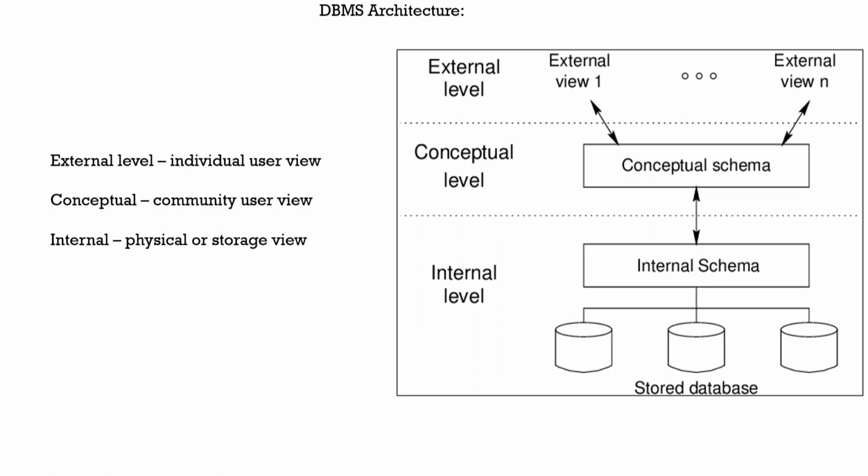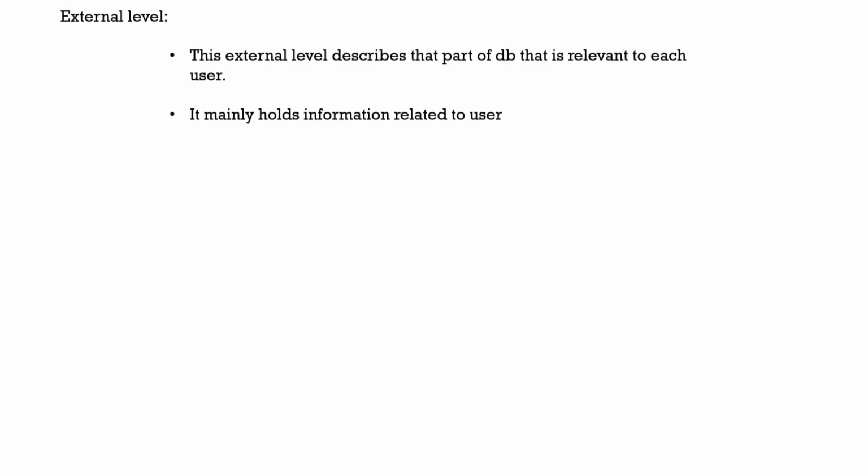The external level is the individual user view, the conceptual level is the community user view, and the internal level is the physical and storage view. You can see this in the architecture diagram. Let's learn in detail. The external level describes that part of the database that is relevant to each user. It mainly holds information related to the user.